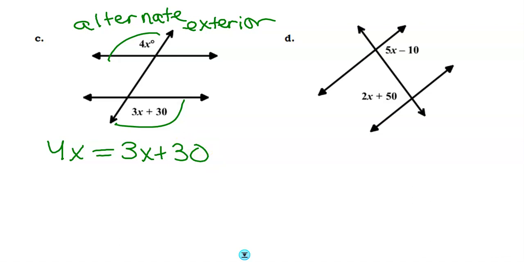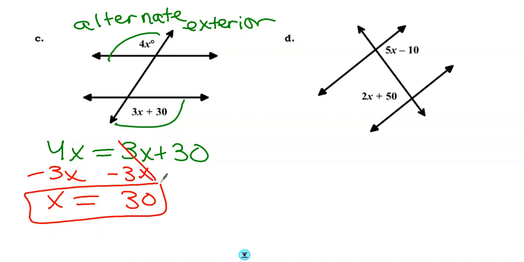So I have 4x equals 3x plus 30. I'm going to subtract 3x from both sides. I get x equals 30. Okay, I'm going to plug it back in and see what I get. So I get 120 degrees for each of them, and they're congruent. All right, now let's try D.